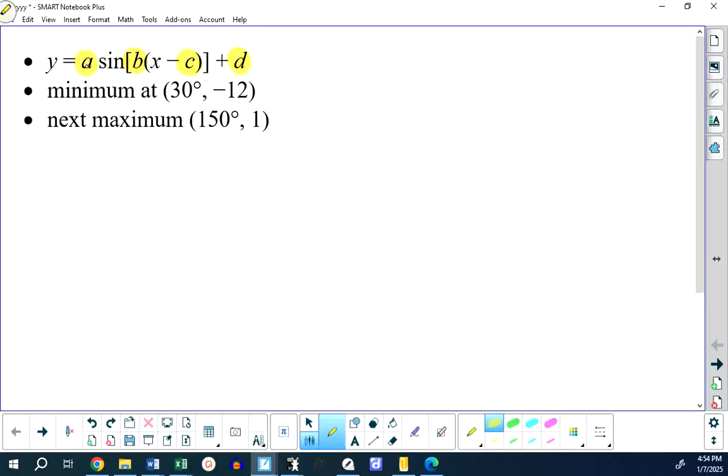Let's start by plotting these points, 30 degrees, comma, negative 12. In my experience, trying to plot these onto a coordinate grid, in other words, drawing an x and a y set of axes, is more trouble than it's worth. I don't think it's that helpful. All you need to be able to do is plot the points in open space here.